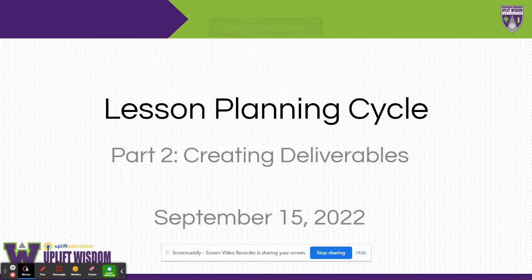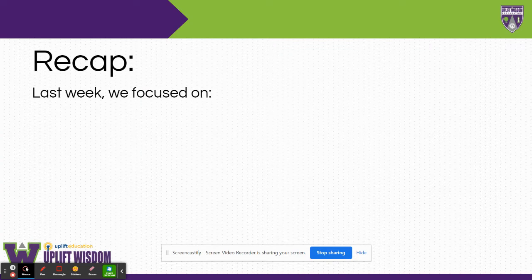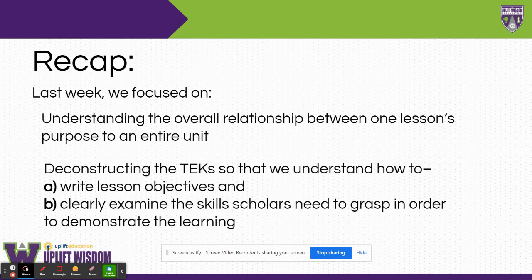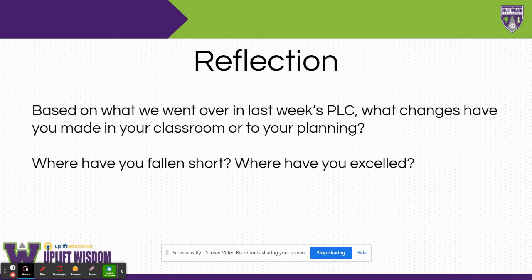Okay. So today in the lesson planning cycle, we're going over part 2 and what it means to create activities and deliverables for your classroom. Last week we focused on understanding the overall relationship between one lesson and the overall unit. The next thing we focused on was deconstructing TEACs so that we understand how to write objectives and clearly examine how these skills in the TEACs are what scholars need to understand in order to be able to demonstrate the learning. Everybody walked away with that understanding?